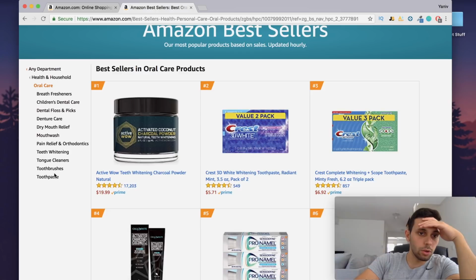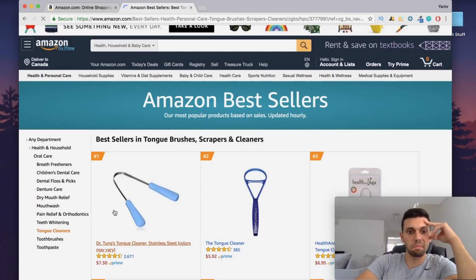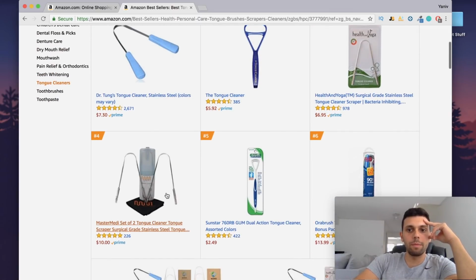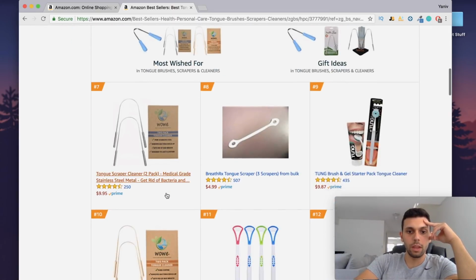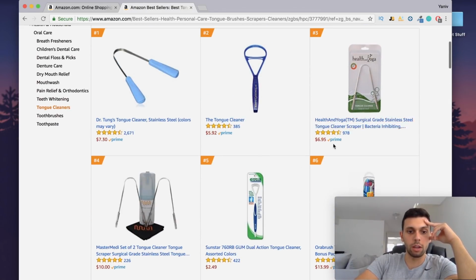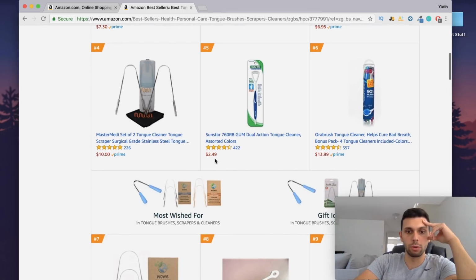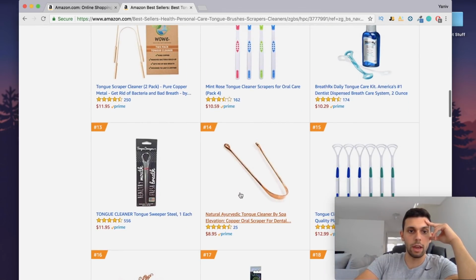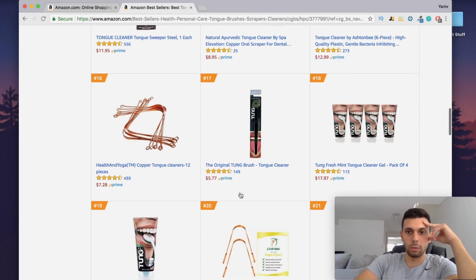Okay, let's go to tongue cleaners. Why not? And let's check out what's here. So I want to find someone that's making good money on this, but is also charging a little more. I don't want to find like a $2 tongue cleaner. Let's find something that's a little expensive and then look at their brand and see what they've built here.